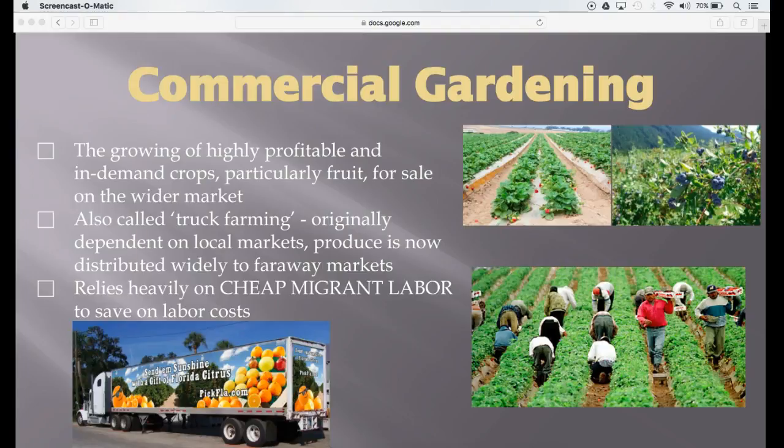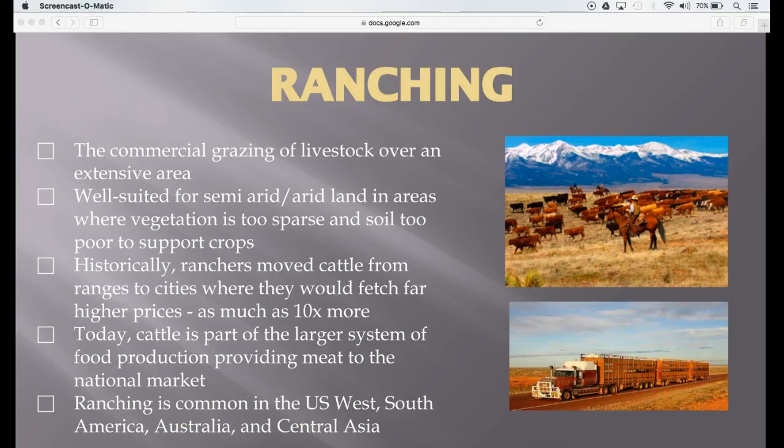the country. One big important characteristic of this, especially in a lot of the warmer climates of the United States, is that they rely heavily on cheap migrant labor to save on labor costs. Again, remember a lot of these fruits and vegetables are very high in price, so if we can get cheap labor for it, you are going to be able to sell that to more people and broaden your base of who wants your items.